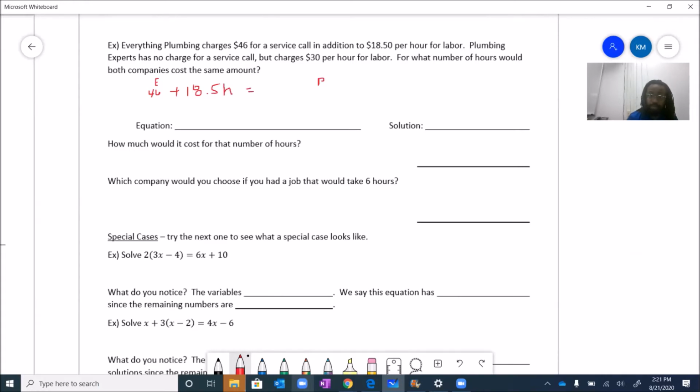Okay, for Plumbing Experts, it doesn't cost me anything to call them, but for every hour that they spend working, they charge me $30. Okay, so here I have a variable on each side. In order to solve, I will start by subtracting 18.50H from both sides, get my variables together. I'm gonna write this over here, even though I usually like to work down. Okay, but that will leave me with 46 equals 30 minus 18.50, which is 11.50H.